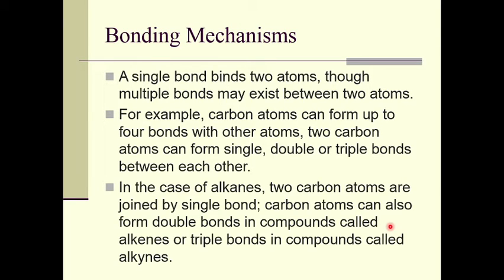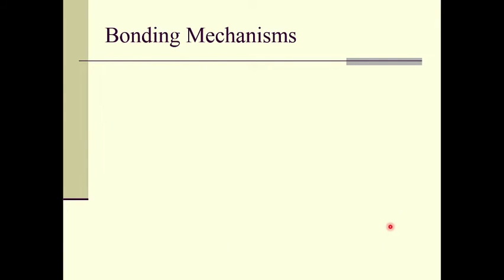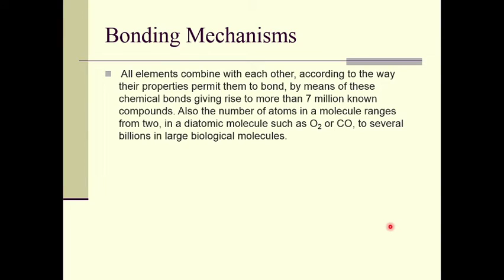In the case of alkanes, two carbon atoms are joined by a single bond, right? Carbon atoms can also form double bonds in compounds called alkenes or triple bonds in compounds called alkynes, right? So we have the different types: single bond, double bond or triple bond. All these elements combine with each other according to the way their properties permit them to bond. This chemical bonding gives rise to more than 7 million known compounds.